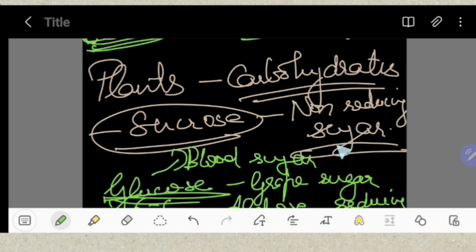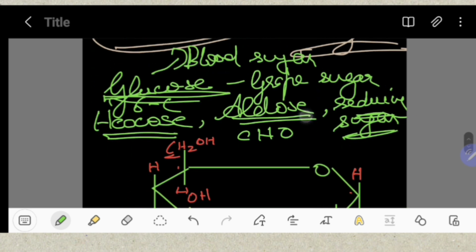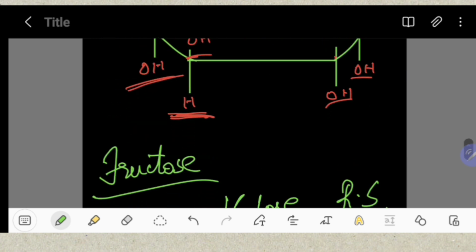Now see, non-reducing sugar. Sucrose is a non-reducing sugar. Next you have the monosaccharide glucose, which is also known as grape sugar or blood sugar, and it is a hexose, an aldose, and a reducing sugar. The structure is called the Haworth structure. This is a Haworth structure.